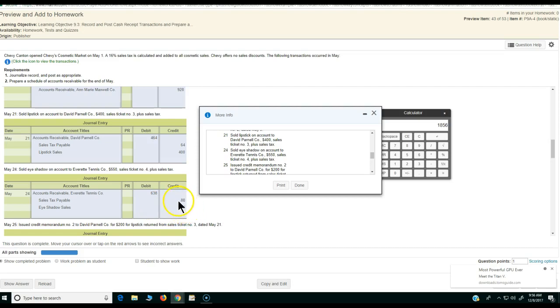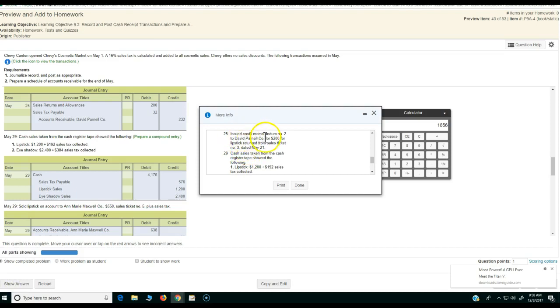We take 16% of $550 to get $88. How much does Tennis owe us? The total is $638. We calculate first the 16% of the $550, plug in the sales tax of $88, recognize again that the revenue component goes to the revenue account and the sales tax component goes to the liability account, all of which is owed to us by Everett Tennis Company.